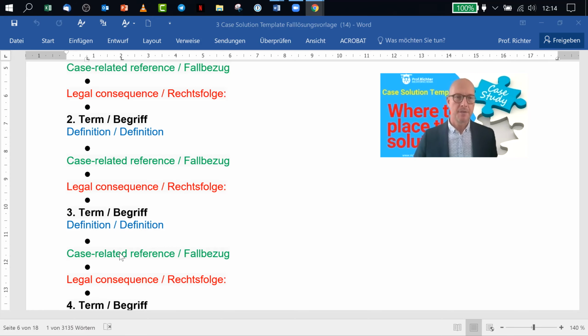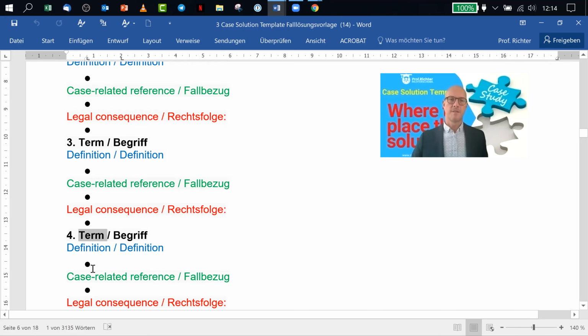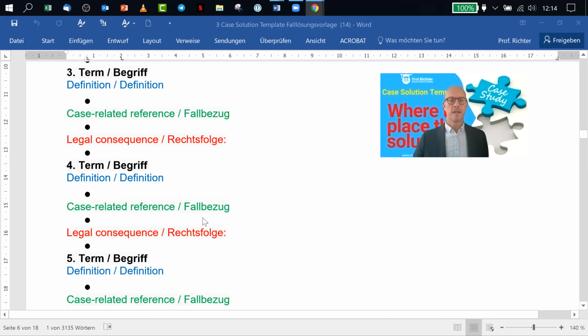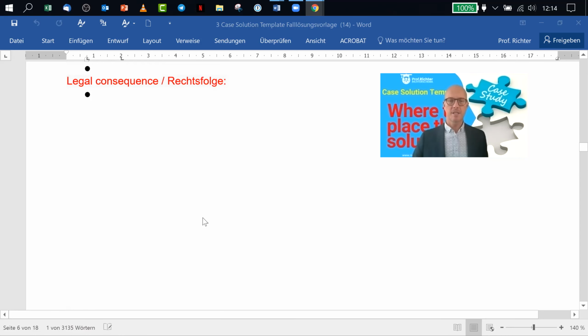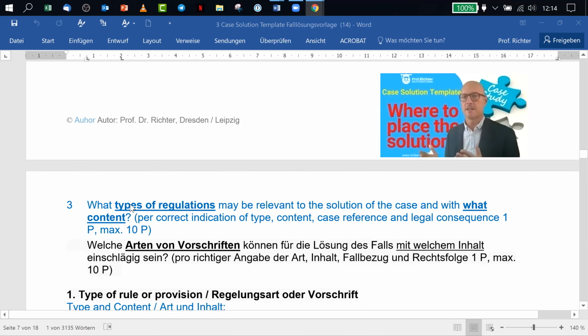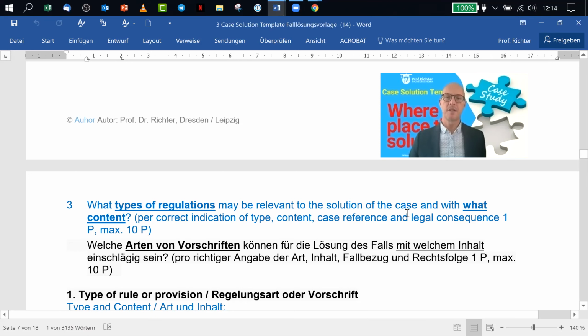Okay, so maybe if you have a sales contract, then the next thing is you have to find out if the conclusion is correct, or if there are some mistakes and so on. In the next question, you should answer me, Professor Richter, where can I find regulation about this? Where is it written down? So what types of regulation may be relevant to the solution of the case, and with what content?